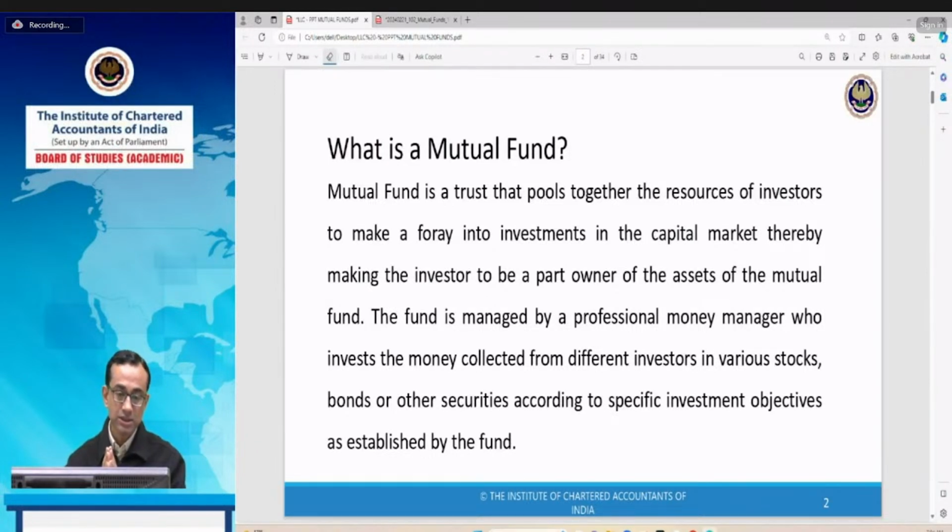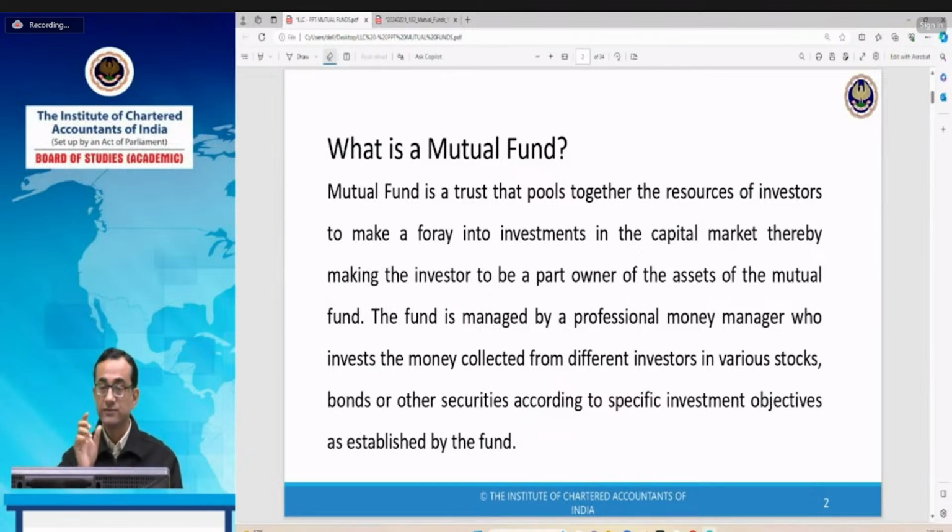Now read the second sentence of this slide. The fund is managed by a professional money manager who invests the money collected from different investors in various stocks, bonds, or other securities. As I've just mentioned, the money collected can be invested either in equity or debt, or a combination of these two, or other securities according to a specific investment objective established by the fund. It depends on what is the investment objective of the fund.